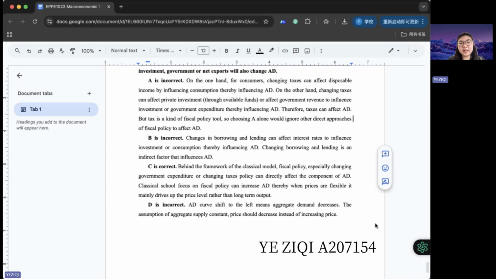If fiscal policy increases AD, the price is flexible, and output is mainly driven by the price level rather than long-term output. So D is incorrect. If the AD curve shifts to the left, aggregate demand decreases. The assumption is that aggregate supply is constant, so price should decrease instead of increasing.